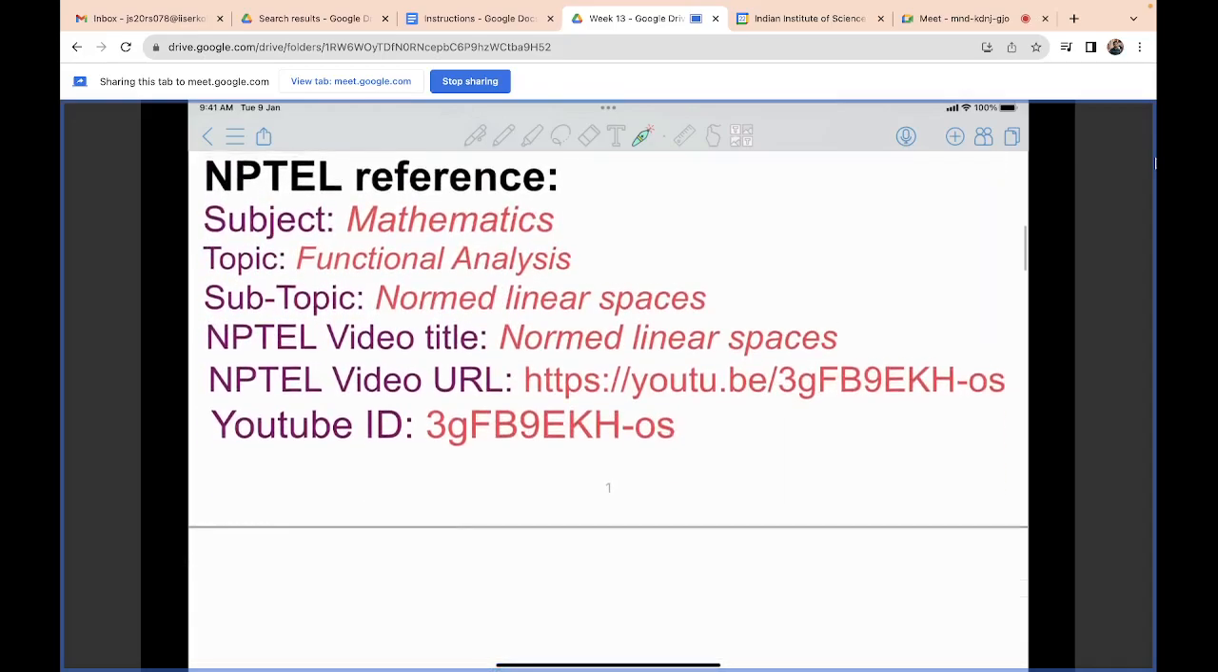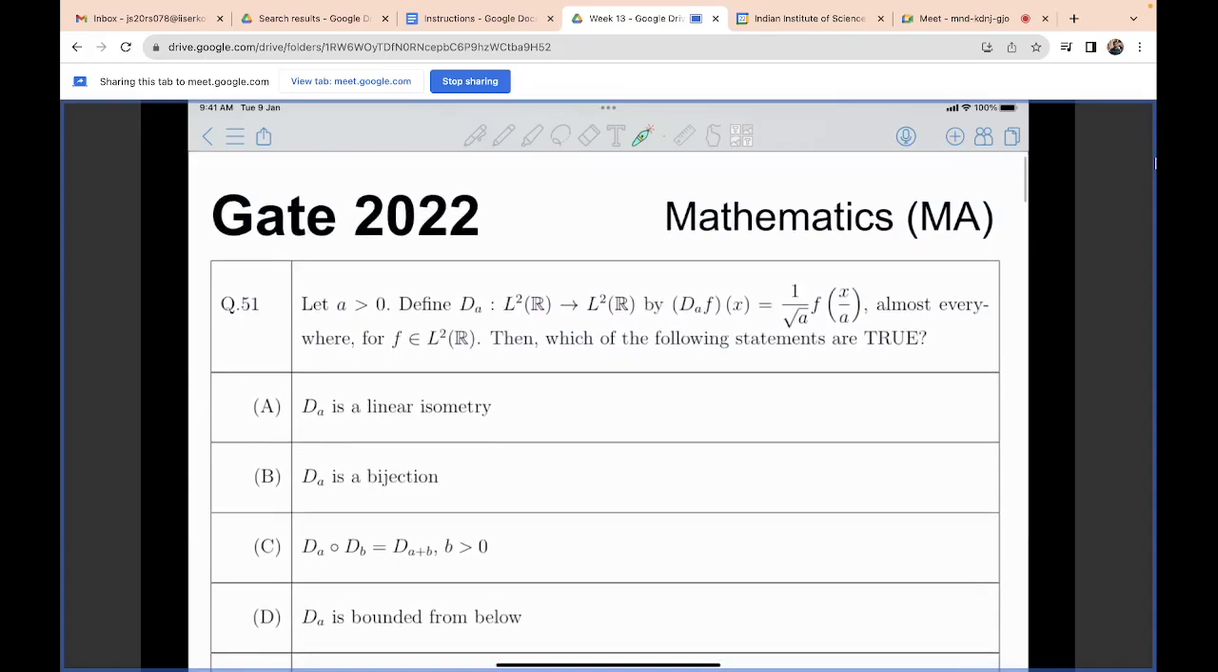Okay, so in order to solve this, this is the NPTEL reference. You can check this. Okay, so let's try to solve this one.